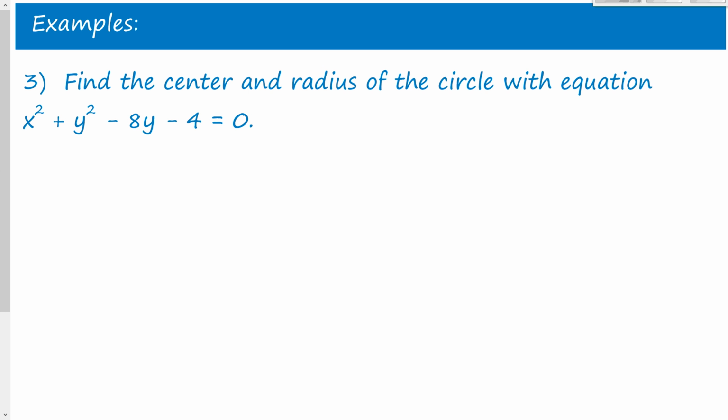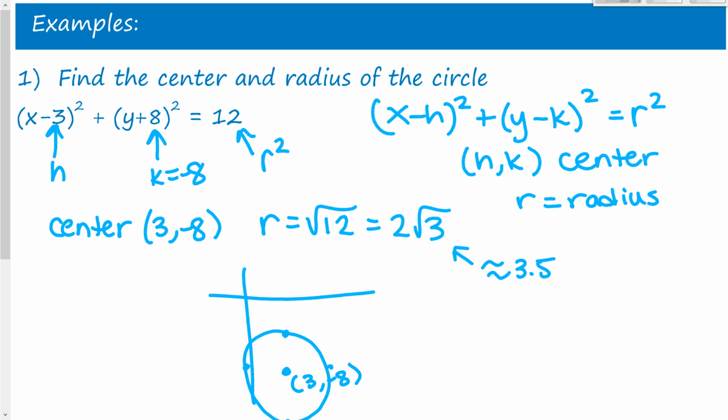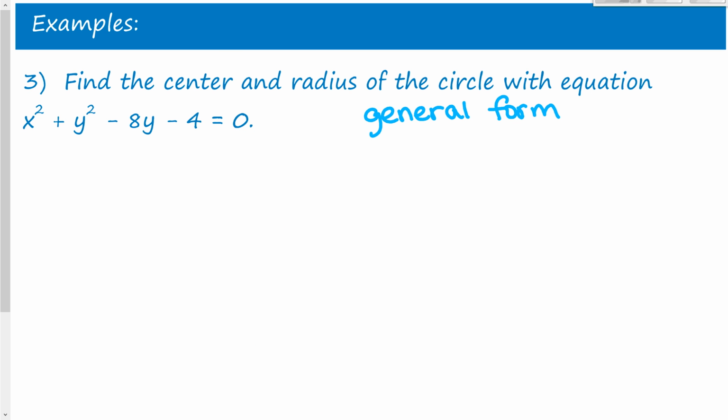Okay, now number 3. Now, it says find the center and radius of the circle, but this equation looks different. So this equation is in what we call general form. And general form has no parentheses and everything is all multiplied out. I'm going to talk more about general form in a minute. We have to go back to the form where we do have parentheses like this. So the way we go back is using your favorite algebraic technique, completing the square, good old CTS. Okay, so we're going to use the completing the square process.